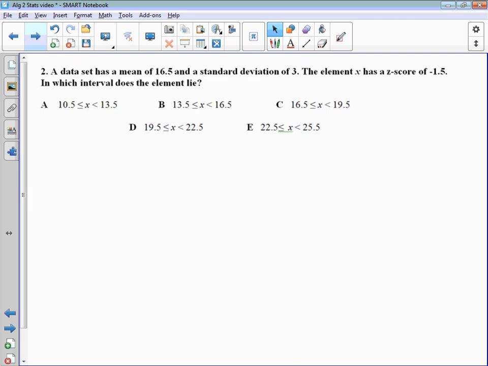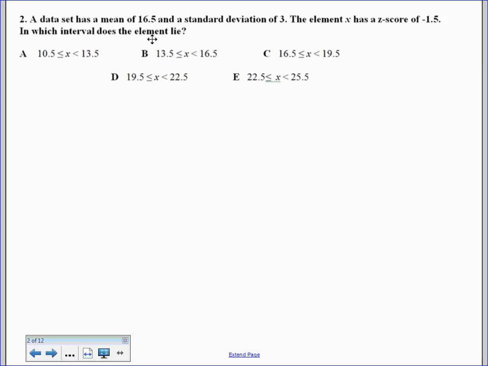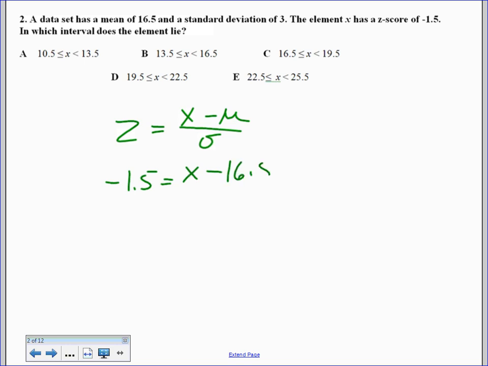All right. Number 2, a data set has a mean of 16.5 and a standard deviation of 3. An element has a z-score of negative 1.5. In which interval does the element lie? To do that, remember we have our formula: z equals x minus mu divided by sigma. They give us all the information except for x. We know the z-score is negative 1.5, the mean is 16.5, and the standard deviation is 3.